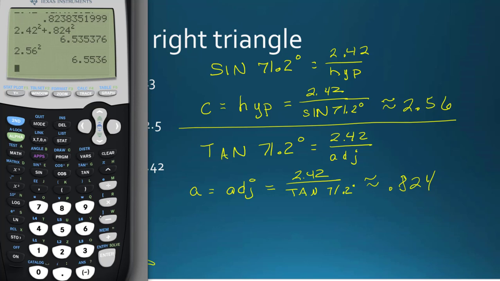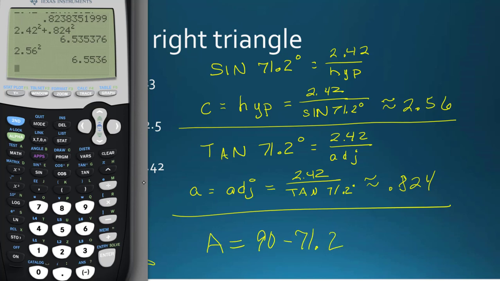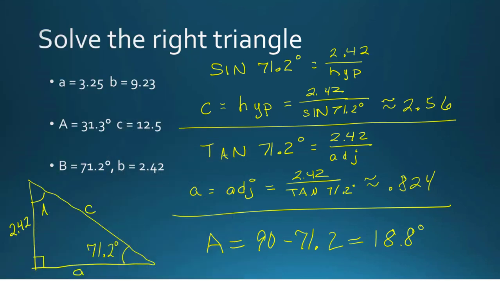The other thing I want to do is 90 minus 71.2 to get the other angle, A. Okay, 90 minus 71.2 to get 18.8. Man, that one slide took like 45 minutes. Okay. Beautiful. This is just a whole bunch of examples. It's going to be fabulous, but I think the rest of them will go a little bit faster.